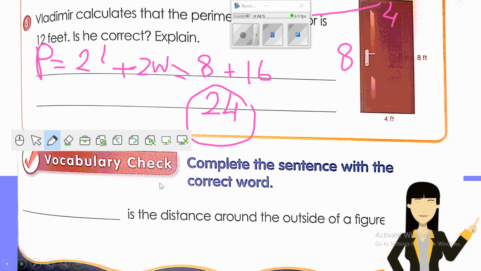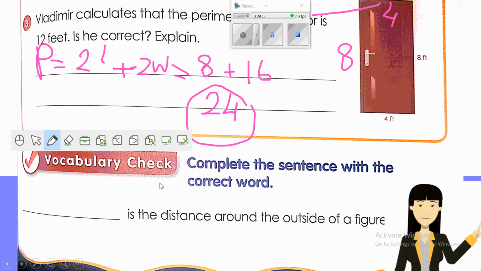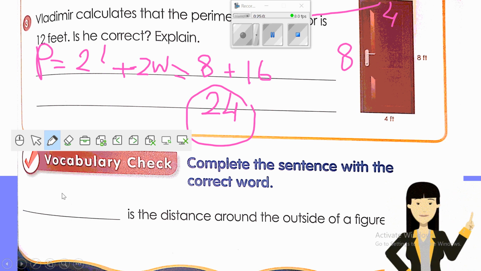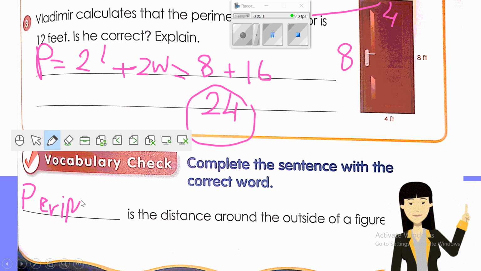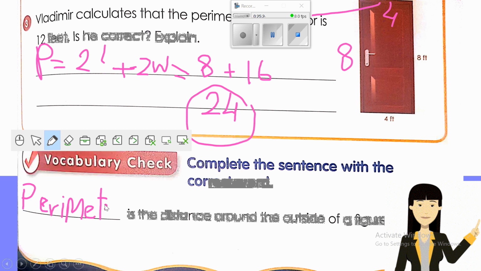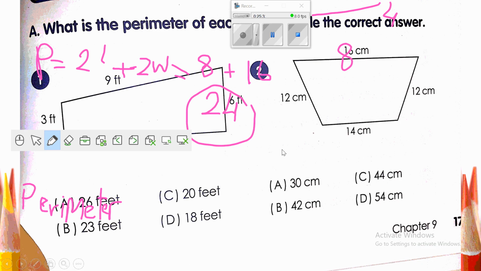The last check for vocabulary is the distance around the outside of a figure. Yes, our lesson about perimeter. So here is perimeter. Okay. Now let's take a look at your homework.